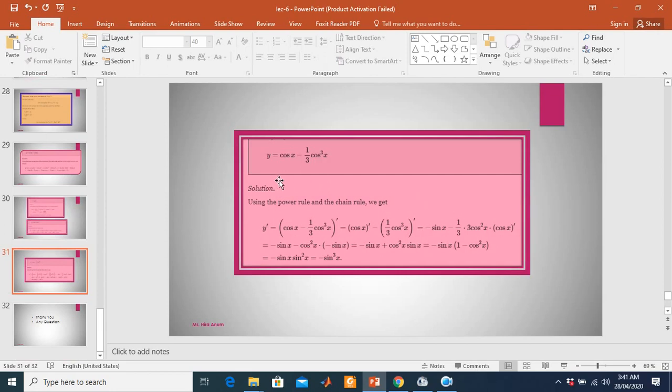Another example, y equals cos x minus 1 over 3 cos 3x. We use the power rule on this. The derivative of cos x is minus sin x. For the second term, 3 multiplied here becomes 3 cos x power 2, then we take the derivative of cos x, which is minus sin x. Then we simplify it, and the answer will be sin cube x.